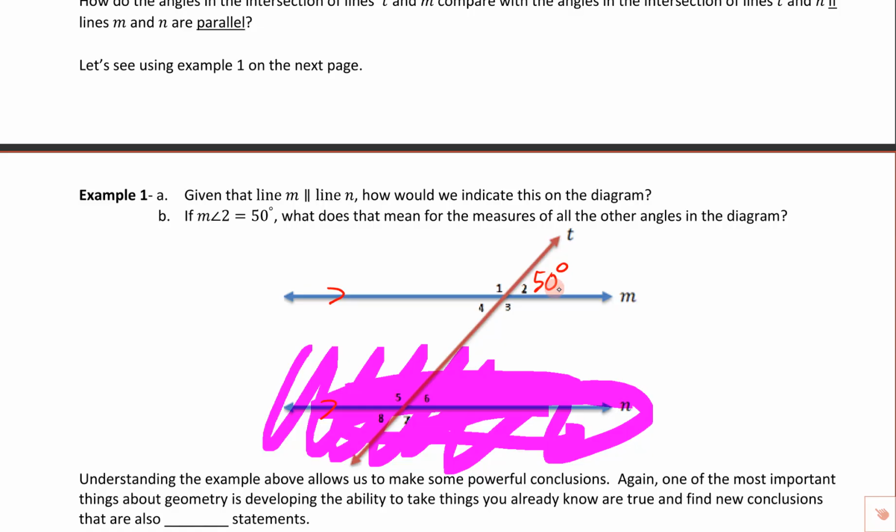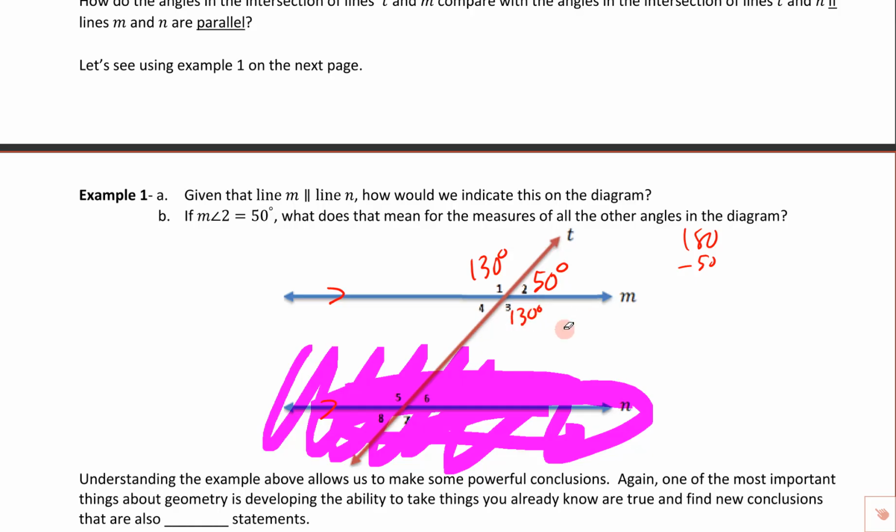If this is 50 degrees and this is a straight line, we've got 180 degrees on the top half of that straight line. So 180 minus 50, we end up with 130. So this has got to be 130 over here. So got to be 130 degrees over here. Same thing is true over here. So we have another 180 minus 50. So this is 130 degrees over here.